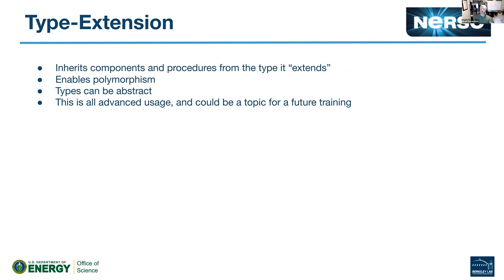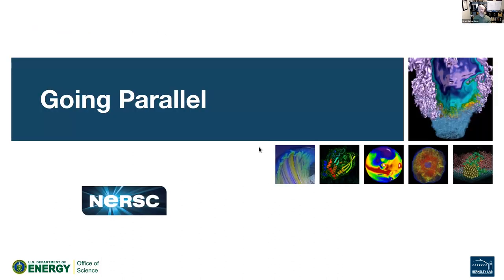So when we're thinking about topics for a future tutorial, this could be one of those aspects: let's go through all of the patterns and use cases for the advanced object-oriented features of Fortran. But for now, let's move on and start talking about parallel programming. Fortran has parallel features defined as part of the language, and we'll talk about that here in just a minute.